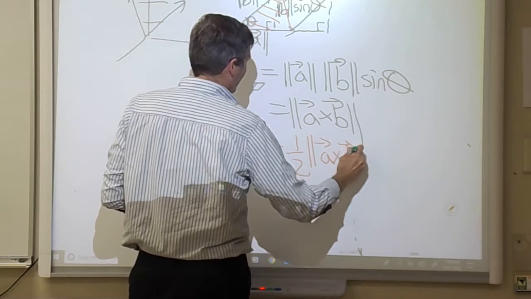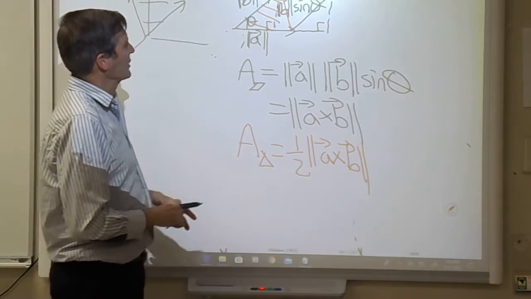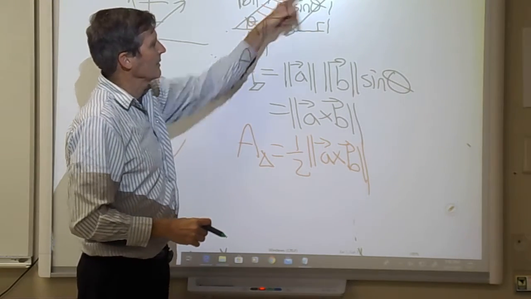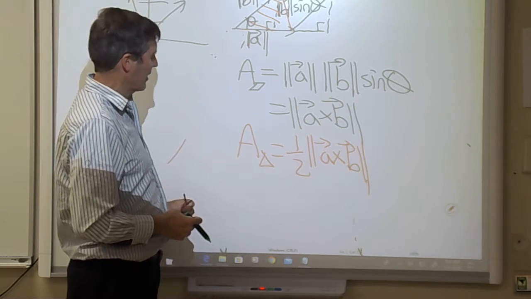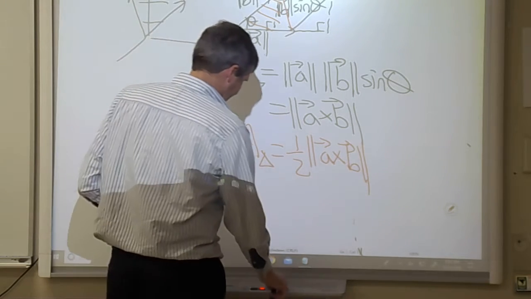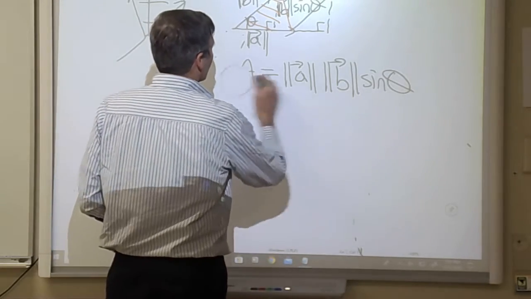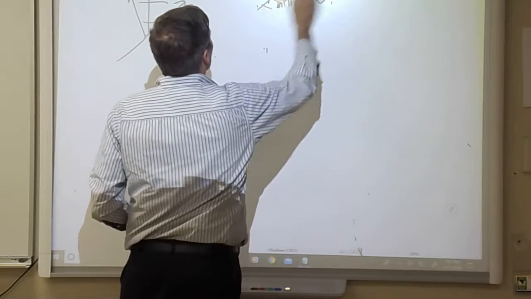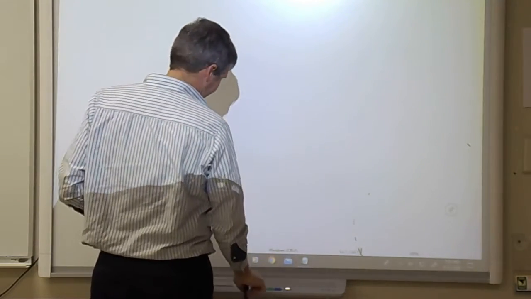This means that you can find the area of any polygon in space just by triangulating, or cutting triangles out of it and adding them all together using this cross product. So kind of a neat result. You can find the areas of parallelograms and of triangles using the cross product.